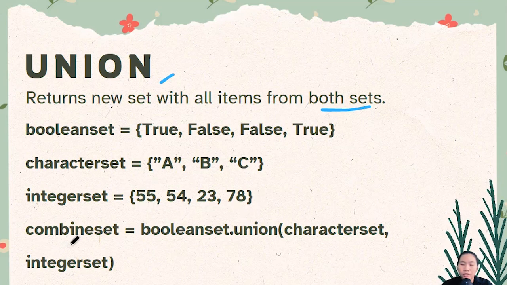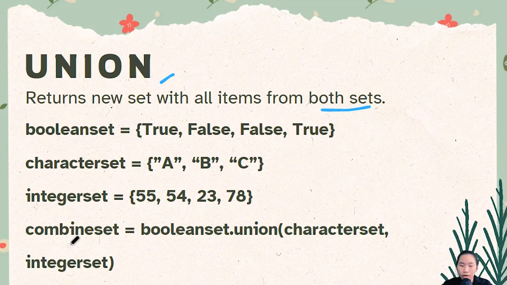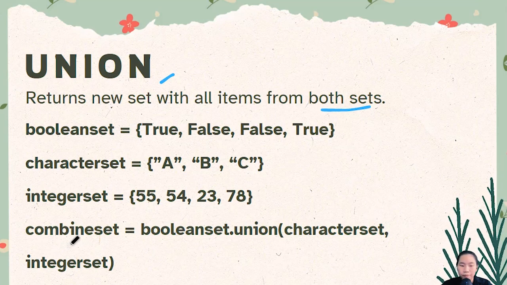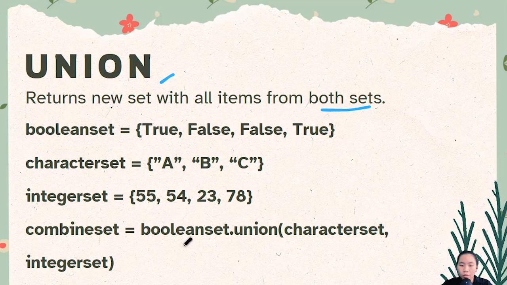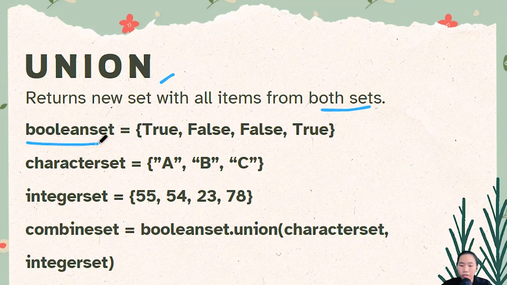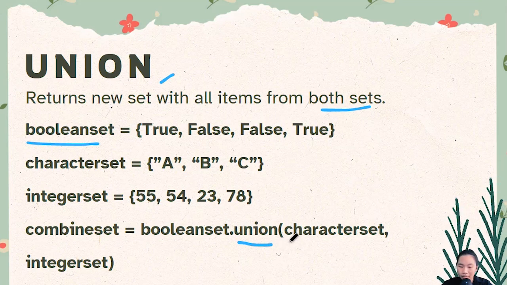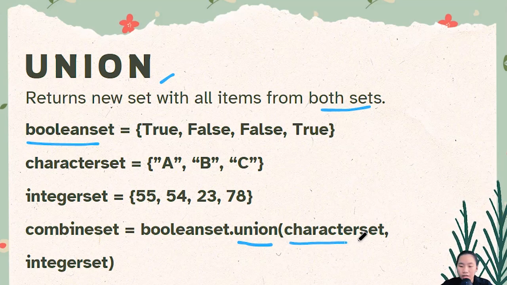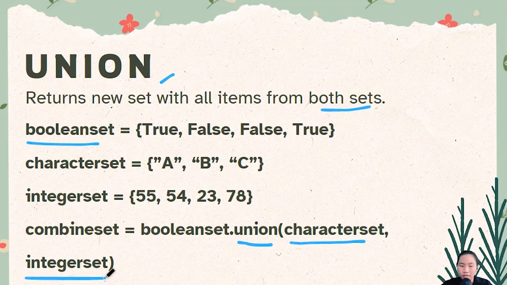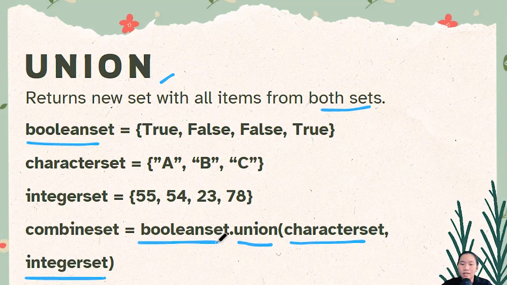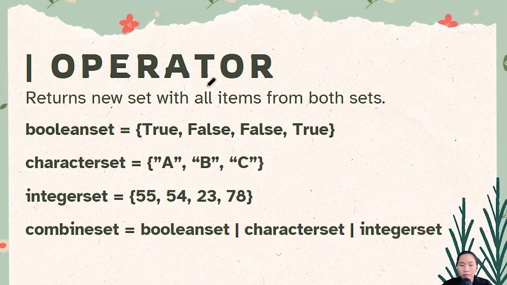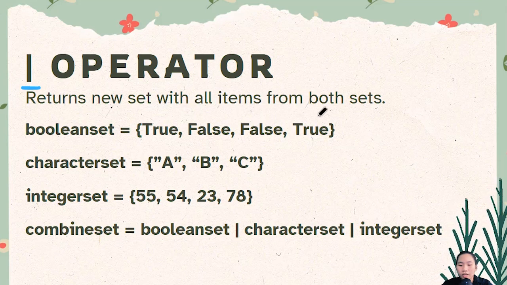And then we're going to create a new set wherein we will combine all of the sets that we've seen before, like all these sets up here. So we're taking Boolean dot union, using the union method, and we append all of the values that are in the character set and integer set to the Boolean set. All right, I'm going to show you in a bit how this all works out. Now let's take a look at this operator. It will return a new set with all items from both sets.